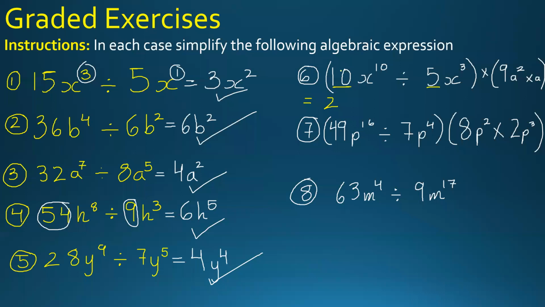So what we did was we have to divide 10 and 5, which gives us what? 2. 10 divided by 5 is 2. And then x to the power of 10 and x to the power of 3, if we divide, that's going to be x to the power of what? 7.